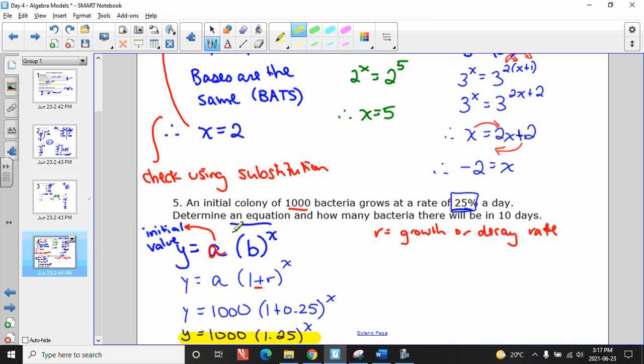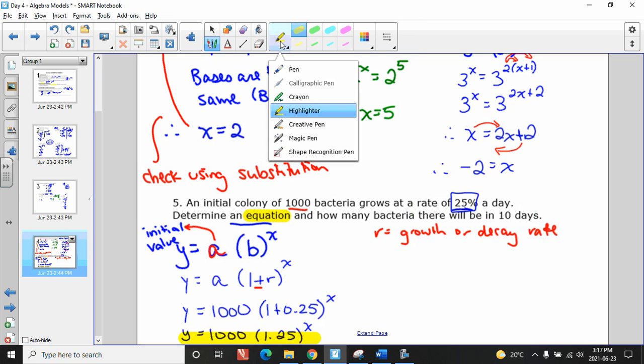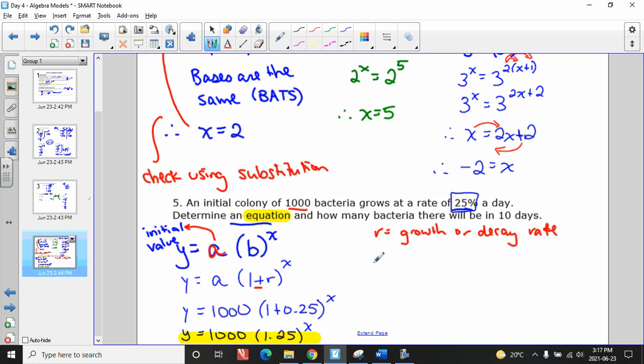So there's the equation. And then we're going to figure out how many bacteria there's going to be in 10 days. So we'll use the equation. In 10 days, x is going to be 10. And I'm going to use the equation to solve for y. So starting with a population of 1,000, we're multiplying by 1.25 10 times. And the power is the quickest way to do that.